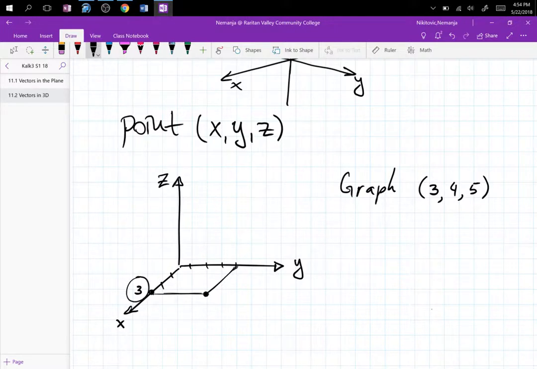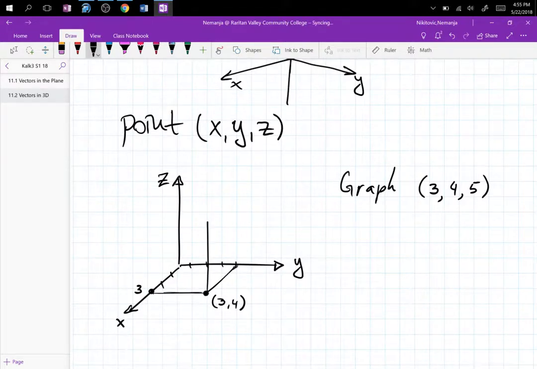So observe that this is one-dimensional, just 3 on the x-axis. Now this one over here is 3, 4 because we drew this one on the floor. And now we have to go 5 units up. So this point over here is 3, 4, 5. So what was the way to draw this? We go down the x-axis, parallel to the y, parallel to the z up, and we reach the destination, which was 3, 4, 5.